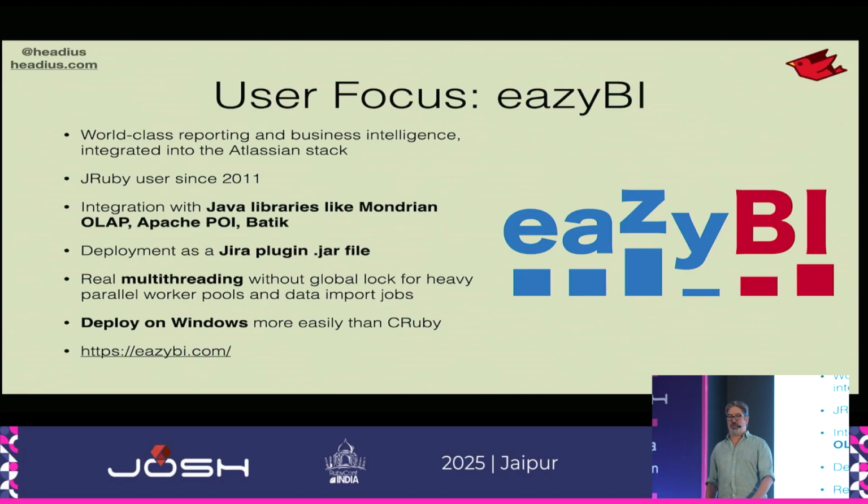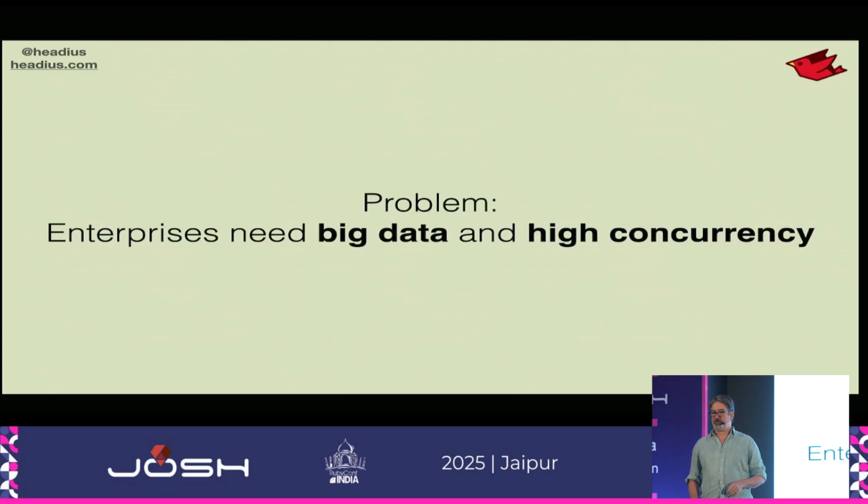They get real multi-threading, they can deploy on Windows without any problems. Perfect example of JRuby's use case. All right, so the next problem, the next big one here. Enterprises need big data and high concurrency. These are two things that Ruby has struggled with for a long time. When data gets too big, the Ruby GC just can't keep up. And concurrency, well, we've got some stuff with reactors, but we're still not anywhere near what the JVM can do.